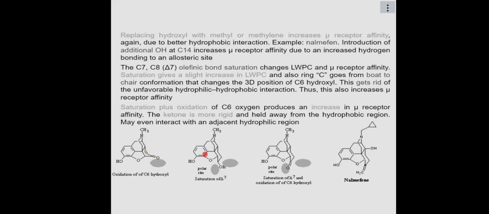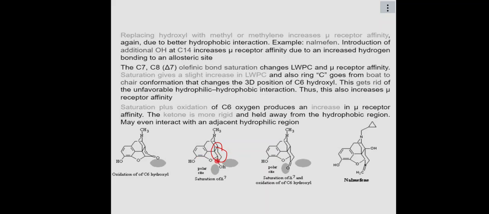from ring C, then you find that ring C now acquires the chair conformation, and this chair conformation is able to remove the hydroxyl group from the hydrophobic binding, and it gets near its own polar site, and therefore it can interact with that polar site.